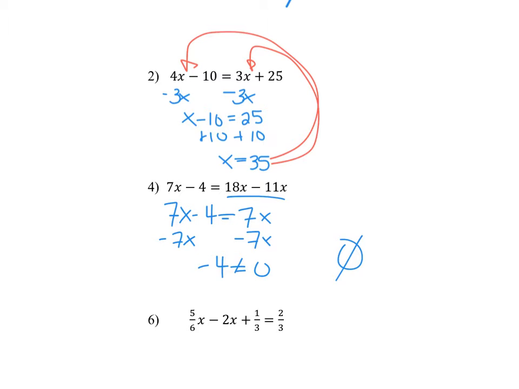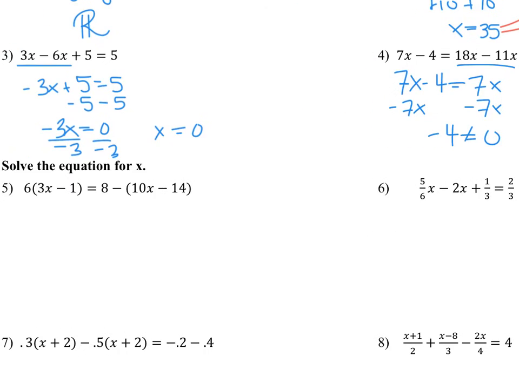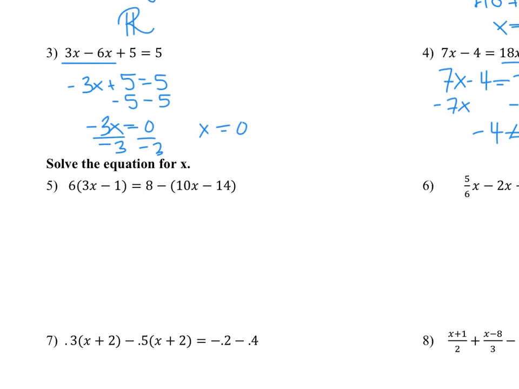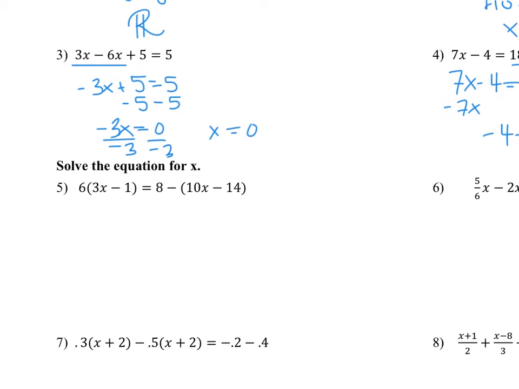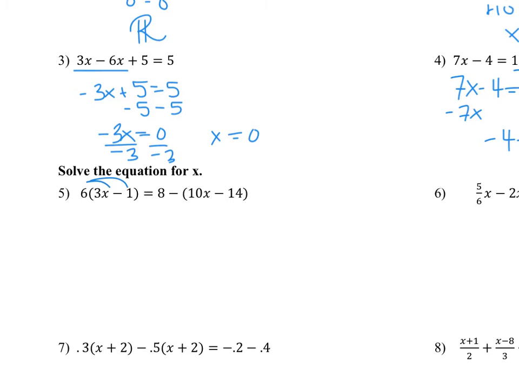All right, for the last 4 problems, there's little ways we can maneuver these problems to make them a little less complicated for ourselves. So let's go ahead and take a look at example 1. Remember that to solve linear equations, you need to distribute. So distribute the 6 through to everything. So I get 18x minus 6.